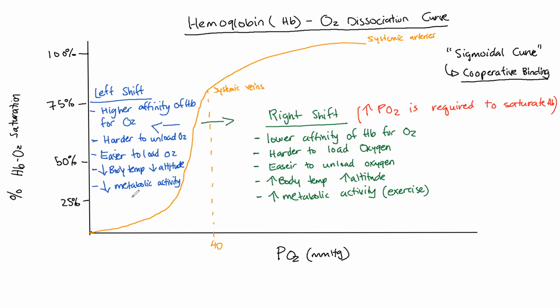So it's going to take a lower partial pressure in order to fully saturate hemoglobin in this instance. Okay, so let's put that note here, and we'll start off next time we meet by just kind of going over this. So a lower partial pressure is required to fully saturate hemoglobin. Okay.